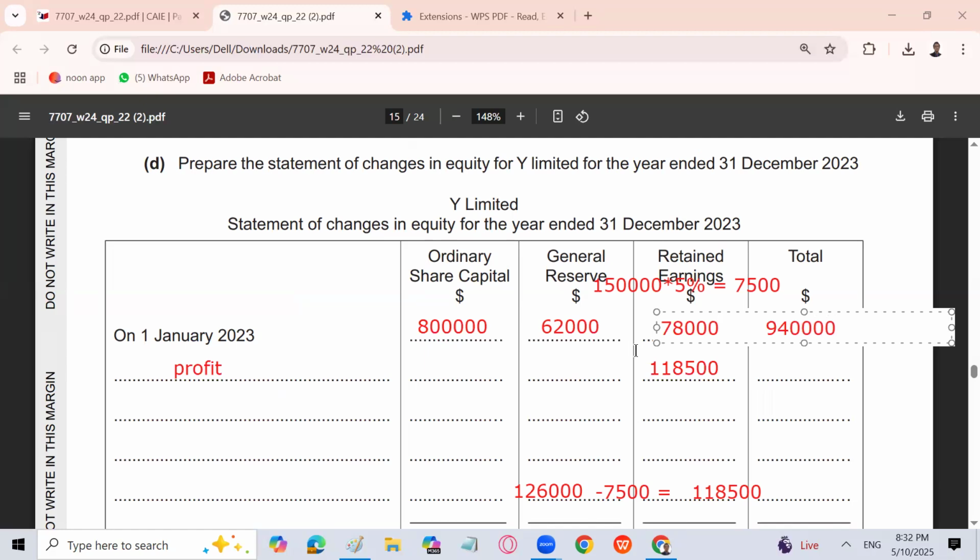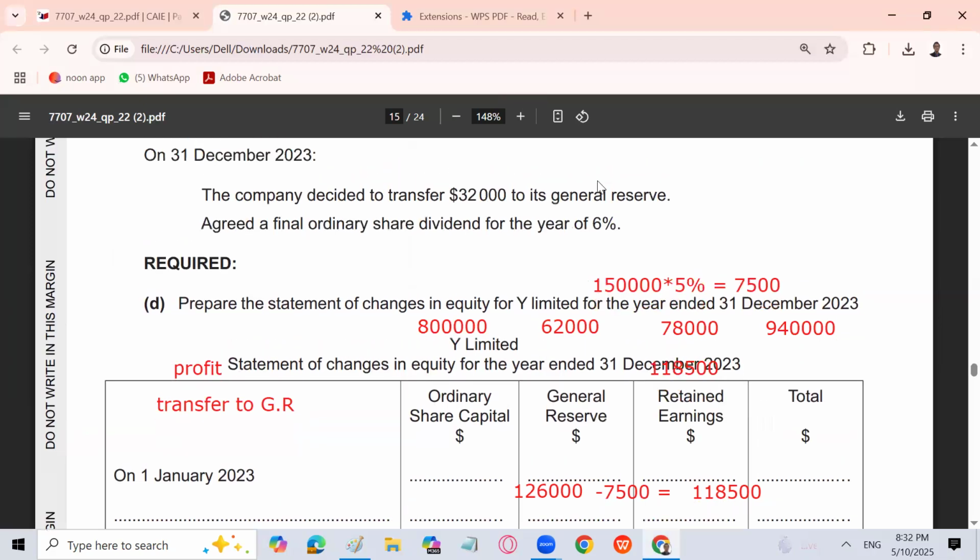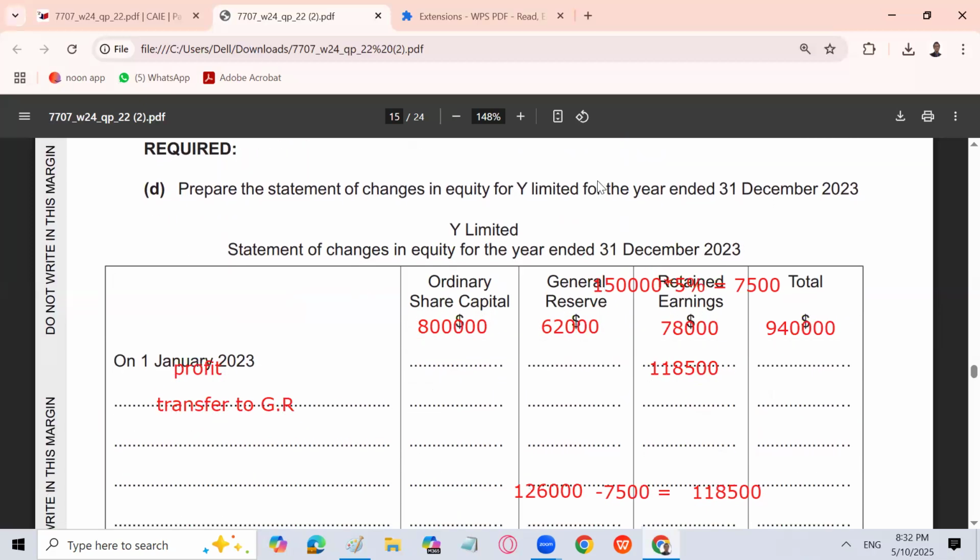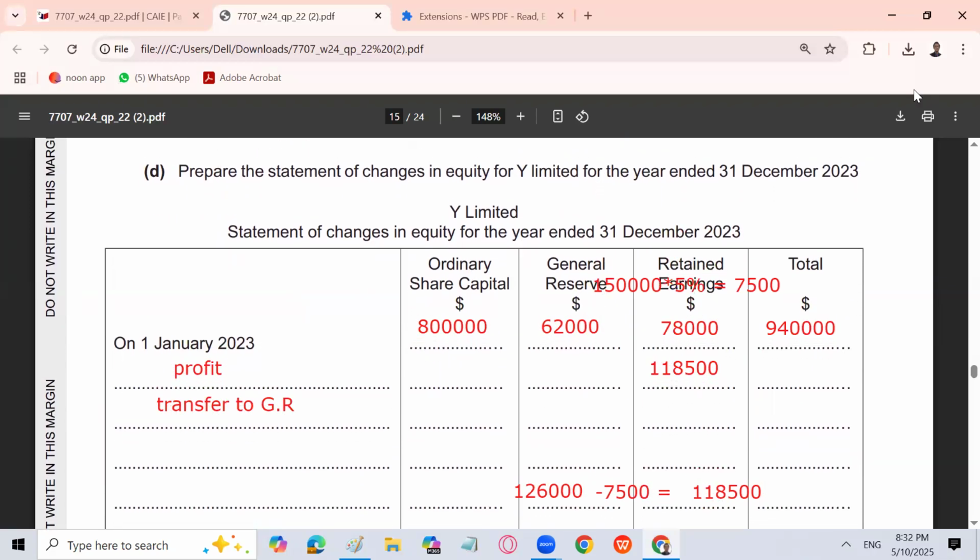Okay. Now let's see. There is transfer to general reserve. Let's write it down. What is the amount of transfer to general reserve? That is 32,000. So I will write here transfer to general reserve, 32,000. I will subtract this transfer from the retained earnings column, and it will be added in the general reserve column. There is no change in equity. General reserve is basically getting higher and retained earnings is going lower.